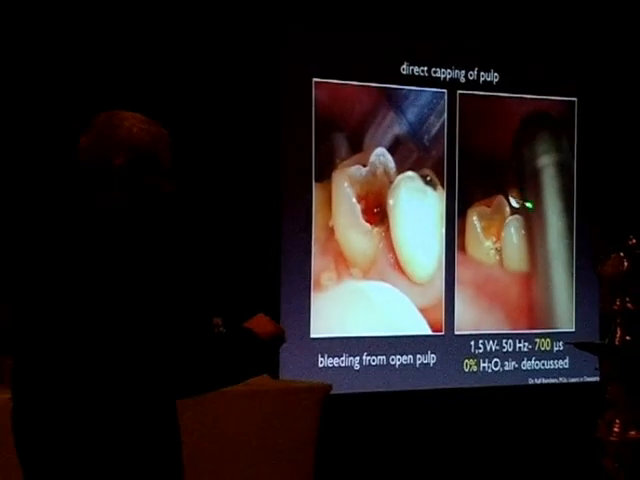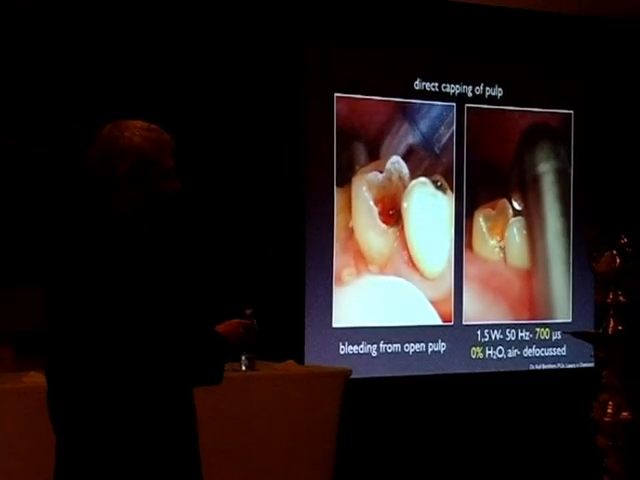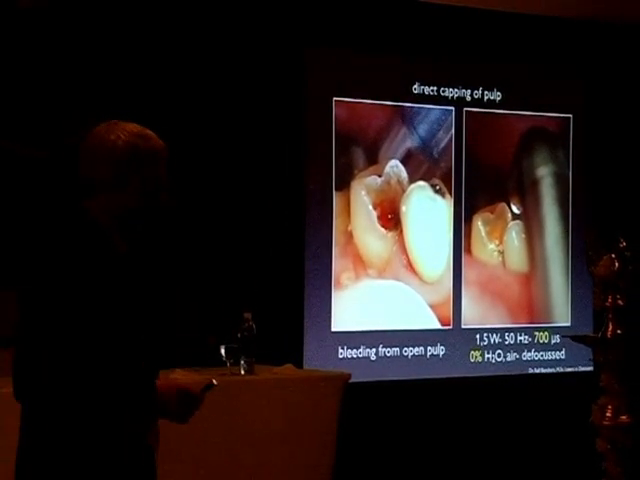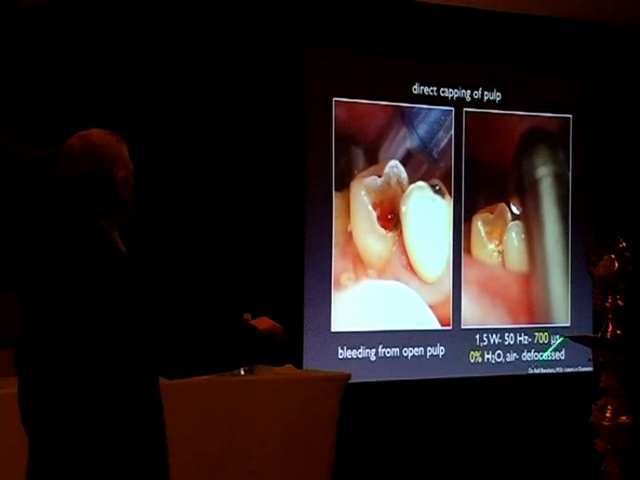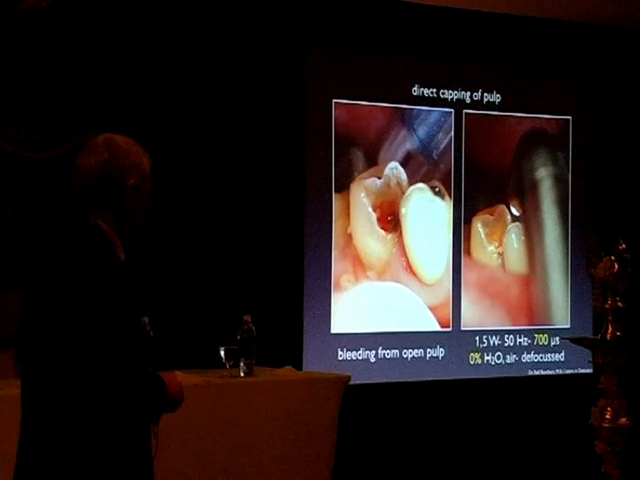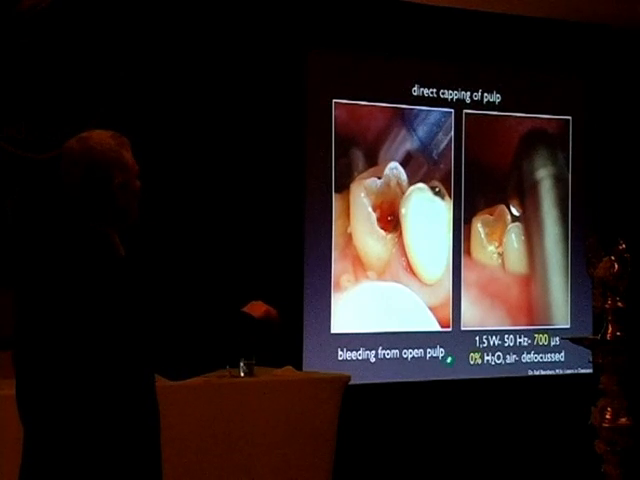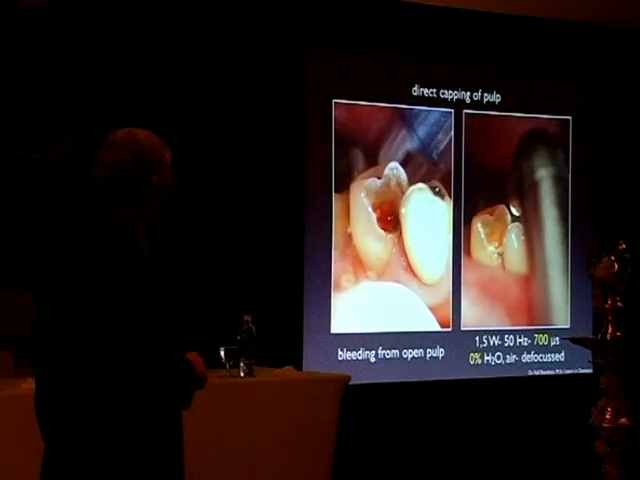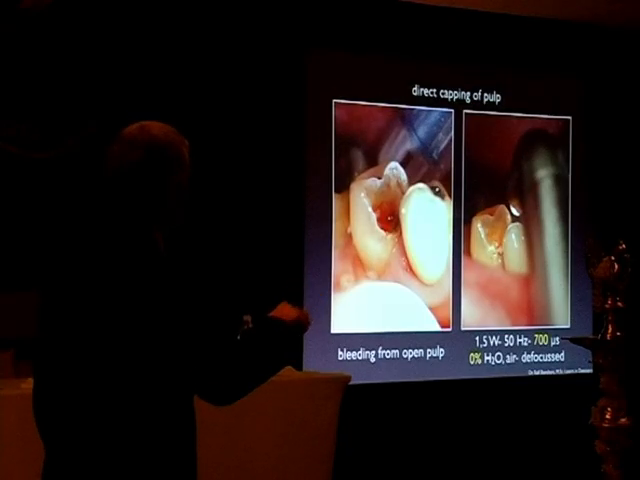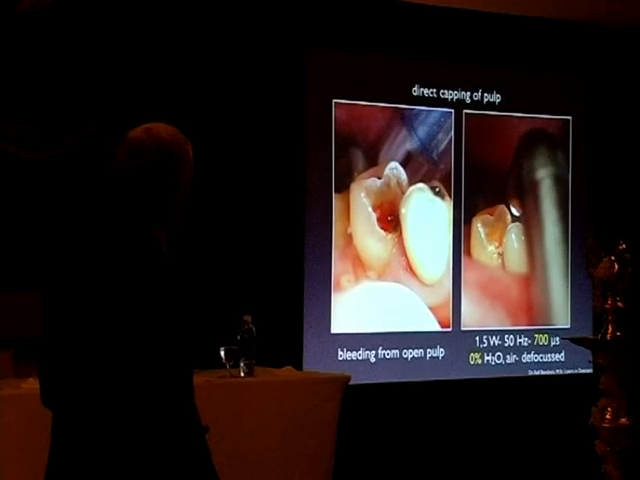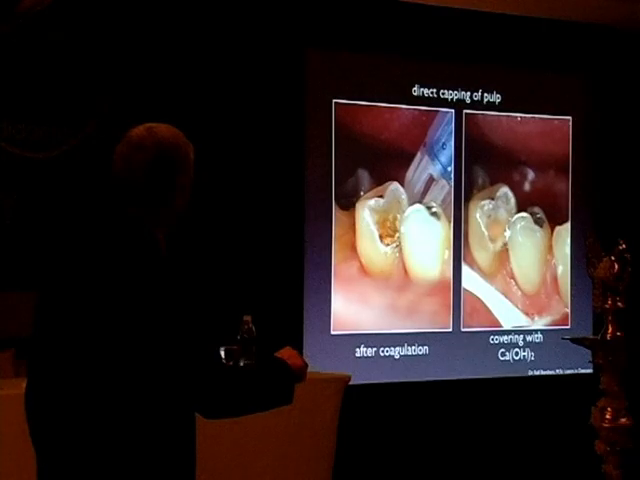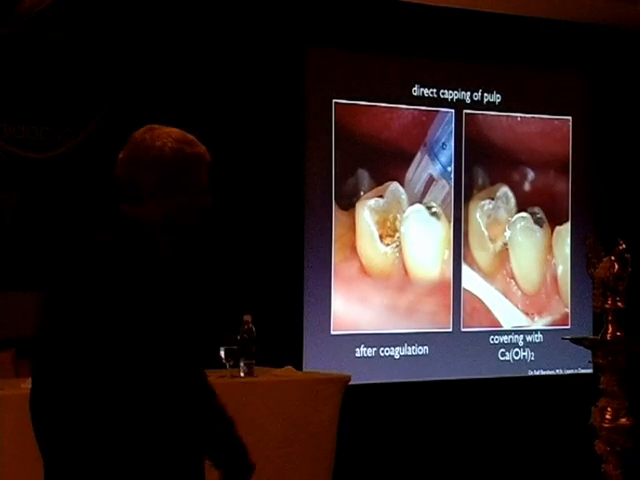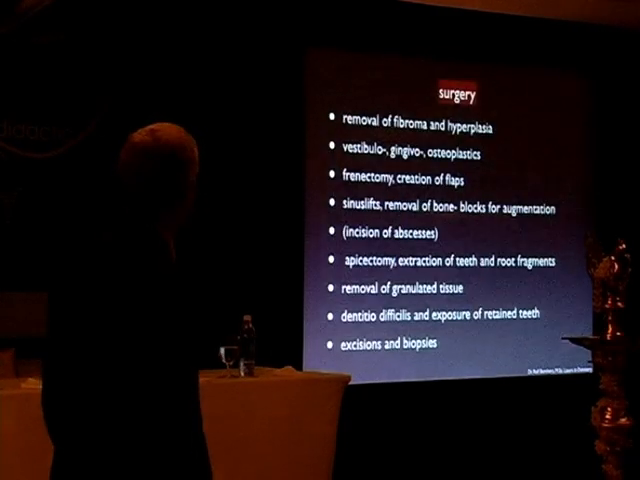You use the erbium YAG laser, but as I said, use it with a longer pulse because you want to apply some heat. So you use 700 micrometers instead of 140, and you use no water because all the energy is then going to the water content of the pulp, and use it defocused, and you get a very, very nice coagulation of the pulp. Then of course you cover it with calcium hydroxide.